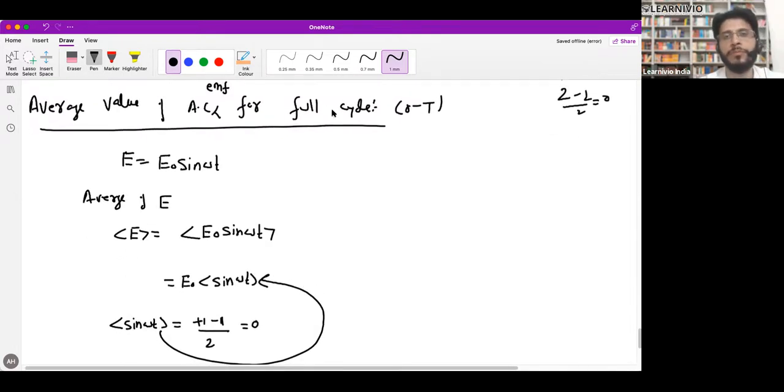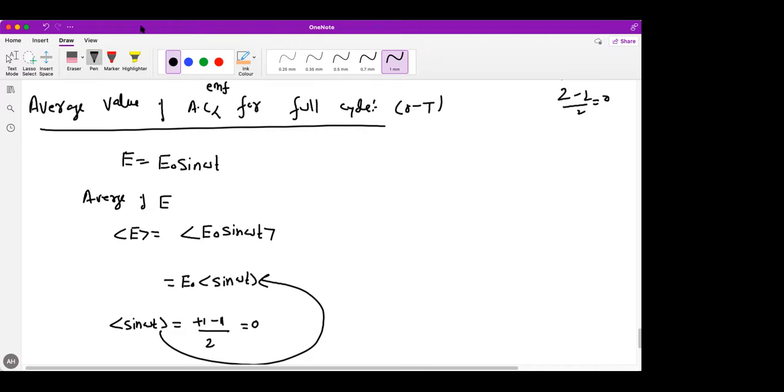Yes, note it down. Note it down. Next, we will calculate the average value for half cycle. Yes, sir. Done. Okay.